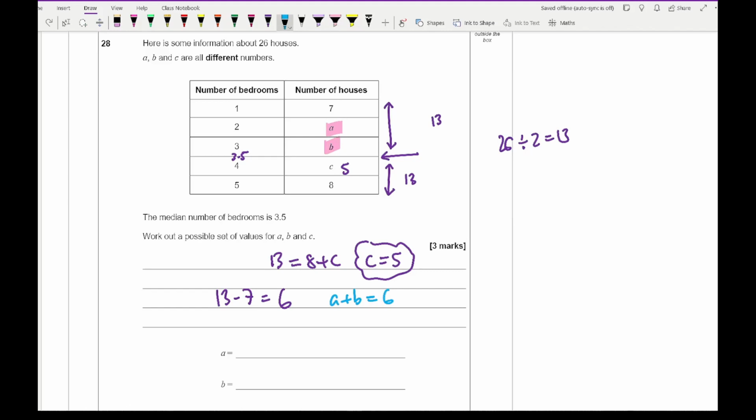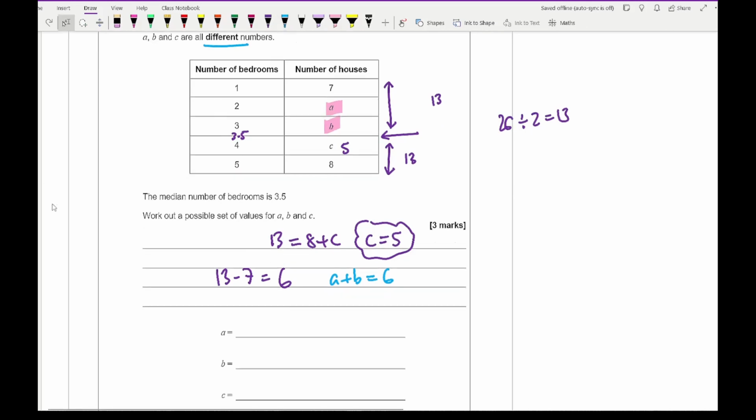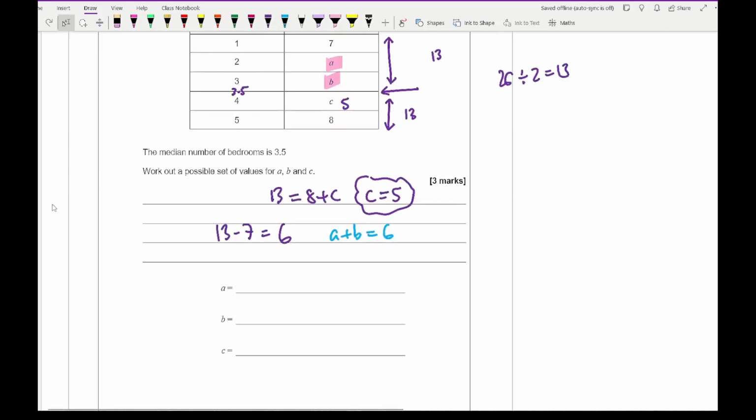Now I can't use 5. Now a and b are different numbers, which is stated there. So the possible combinations I can have, well, there are going to be 3 possible answers I can give. Now for c, there's definitely got to be 5. Now what I've then got to do is pick two different numbers that add together to make 6, but I can't use the number 5 in either a or b.